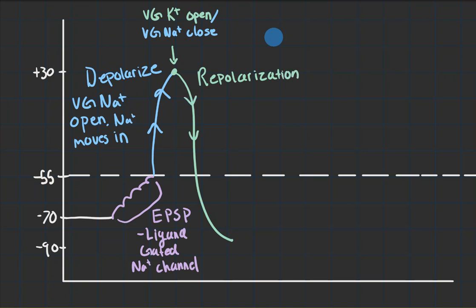And if you're interpreting this graph, we're moving left to right. So I'm drawing arrows on this to show you which direction we're reading this. So the repolarization is due to the voltage-gated potassium channels opening, where potassium moves out.